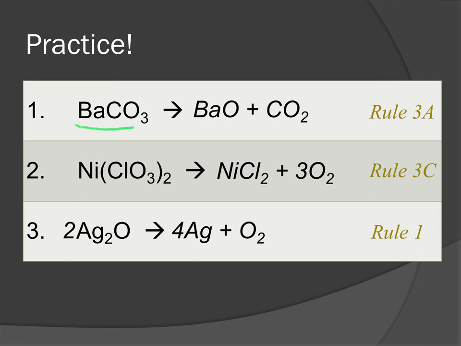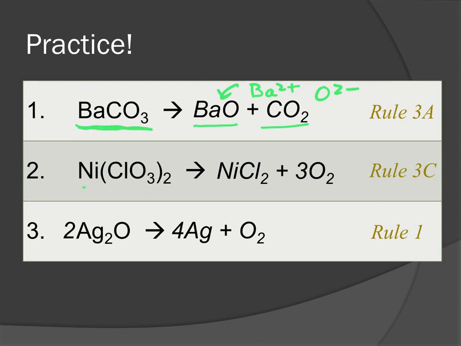This is a metallic carbonate. The rule was metallic carbonates break down to make the metallic oxide and CO2. When I make that metallic oxide, the barium oxide, it's important that I take Ba as its ion, which is Ba2+, and the oxygen, which is O2-. That's how I combine them to get barium oxide.